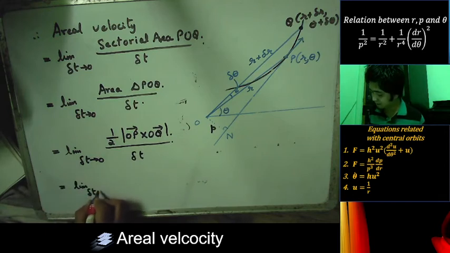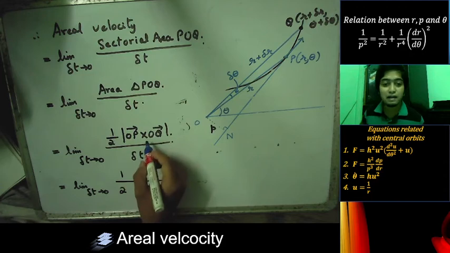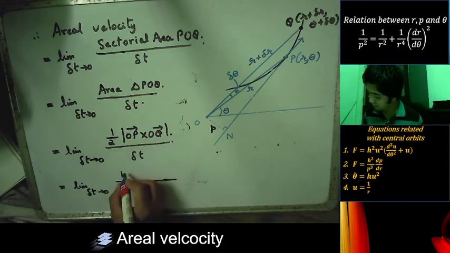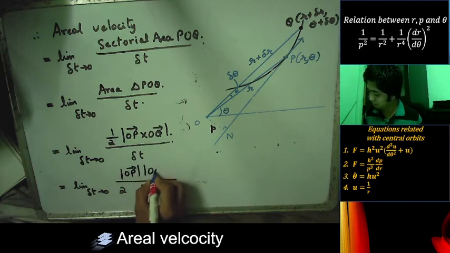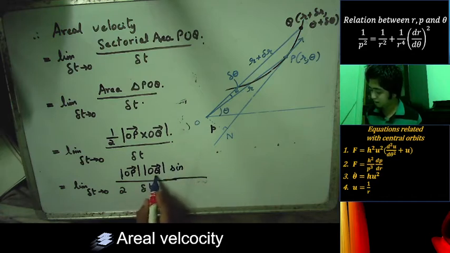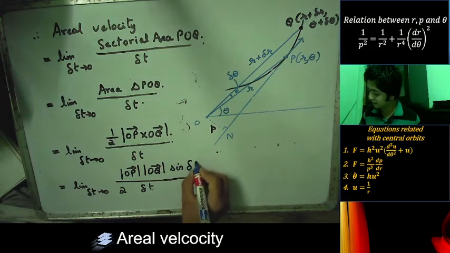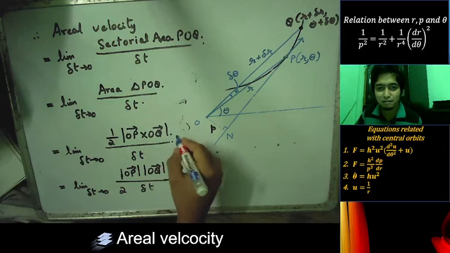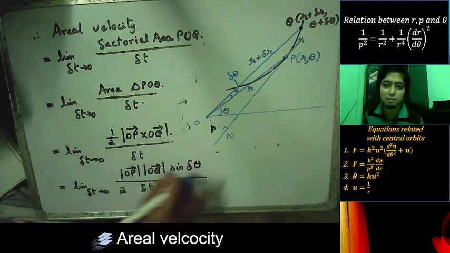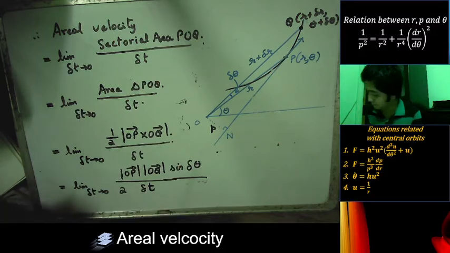So limit del t tends to 0. I will keep 1 by 2 del t, and OP cross OQ will be magnitude OP, magnitude OQ, sine of the angle between OP and OQ, which is del theta. And we will also have that unit vector, but once you take the magnitude, it will be equal to 1. So this is how we will do it, and we are achieving this line.